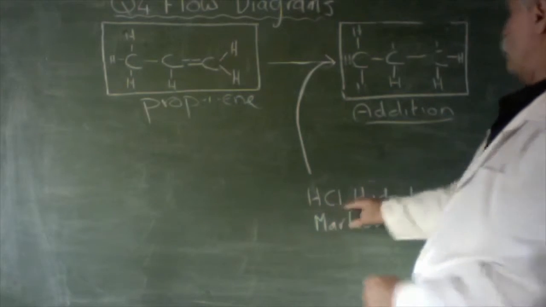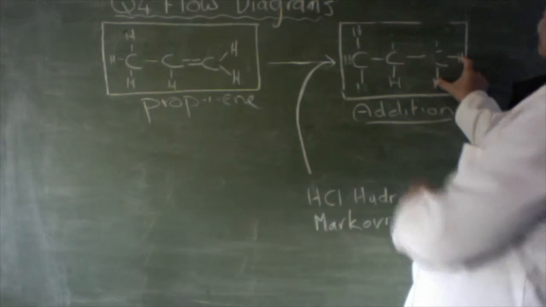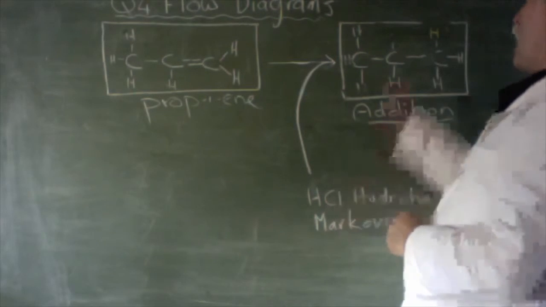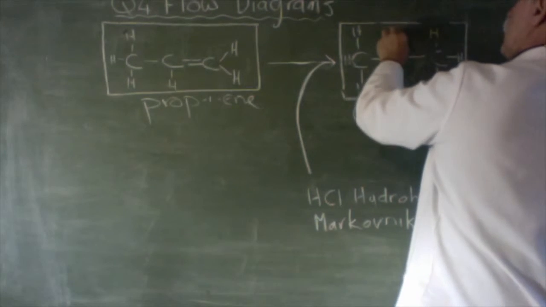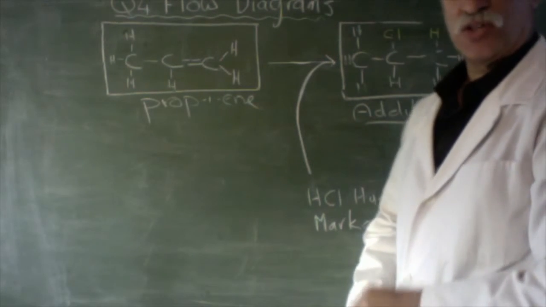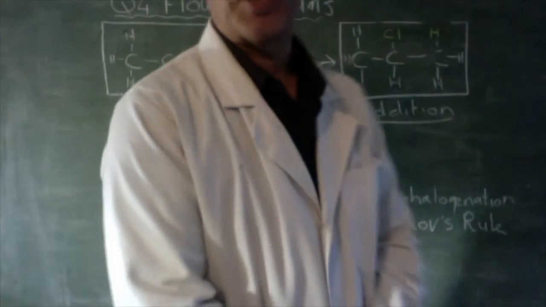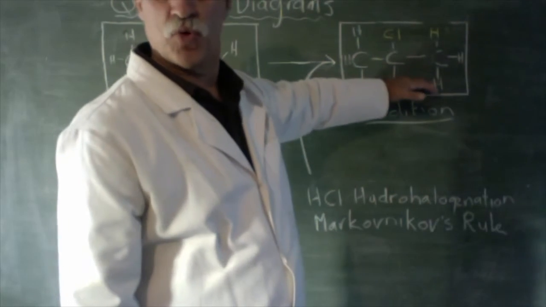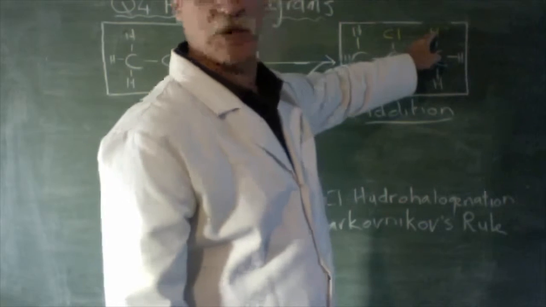So we're adding HCl. That's got 2 hydrogens, that's got 1. So this one's got 2. It will get the H from the HCl, and then this one, which has got fewer hydrogens, will get the Cl. So it's almost like in the biblical verse which says, to him that has, more shall be given. So to the carbon that has hydrogens, more shall be given.